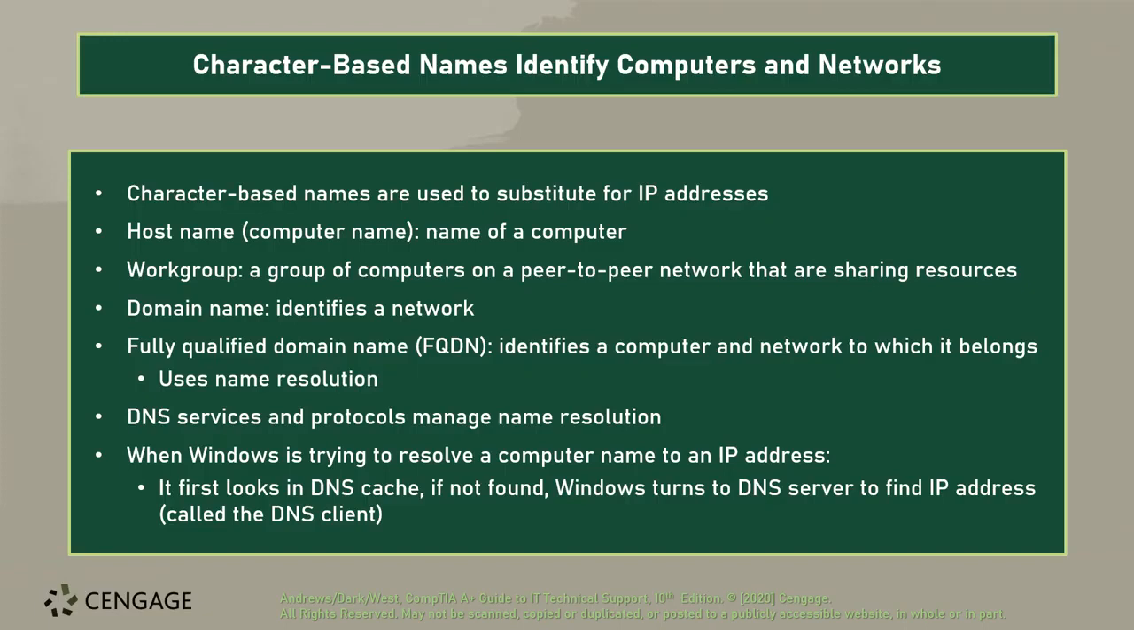When Windows is trying to resolve a computer name to an IP address, it'll check in its DNS cache, and if this is not found, Windows will turn to the DNS server to find IP addresses. This is called the DNS client.